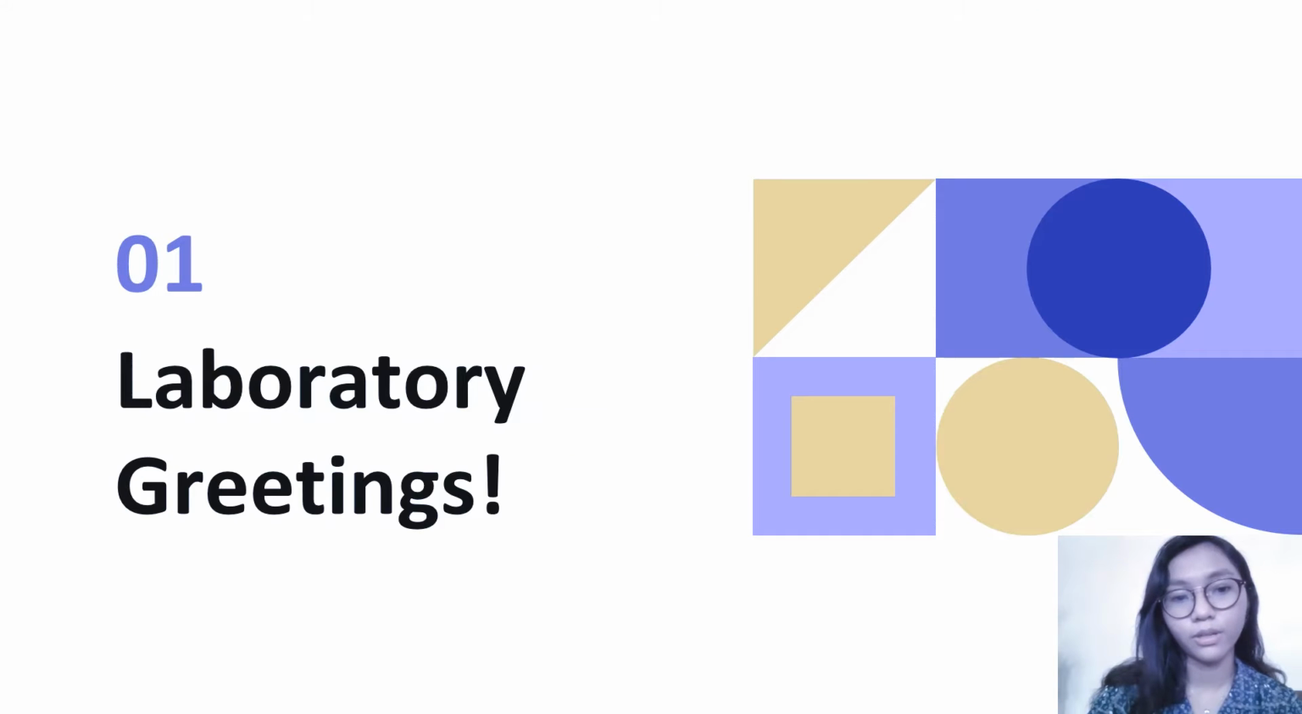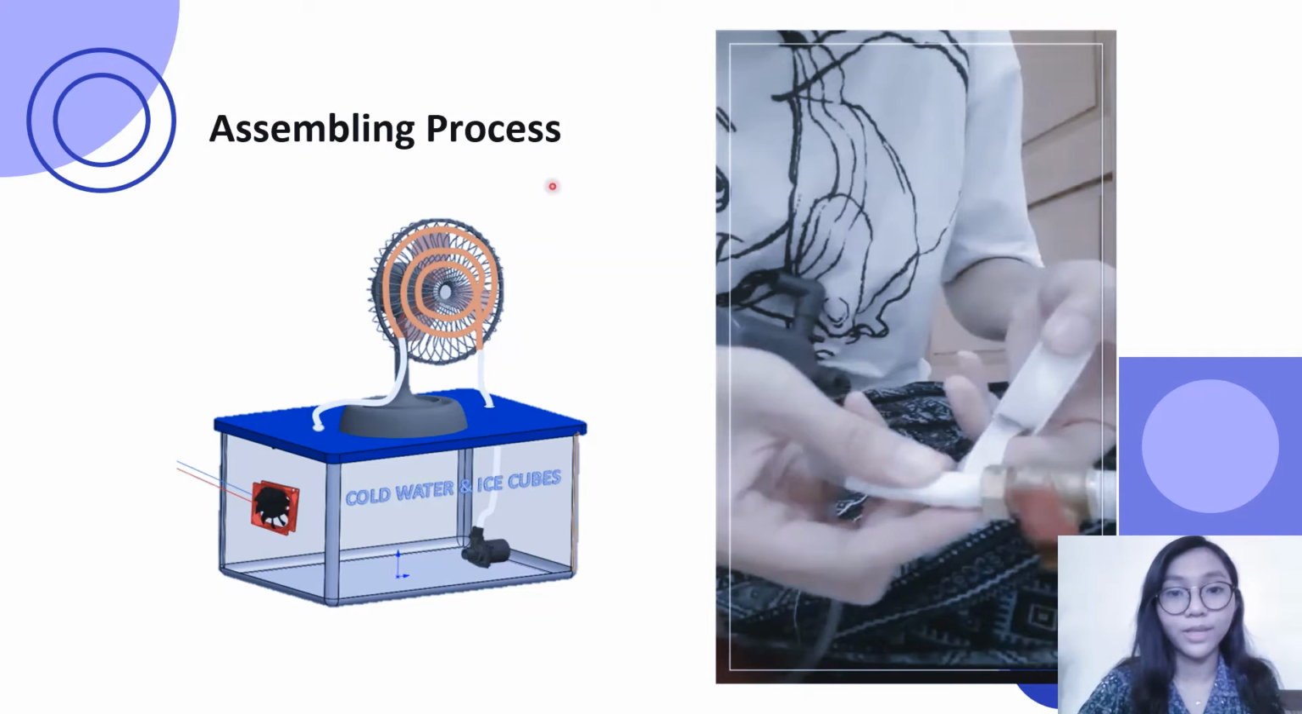Let's start from the laboratory greetings. Commonly, an air conditioner is a system that is used to cool down a space by removing heat from the space and moving it to some outside area. That was the most common type of air conditioner system. However, the difference here is that the experiment only uses water as the liquid and there is no condenser at all. The next is the assembling process.